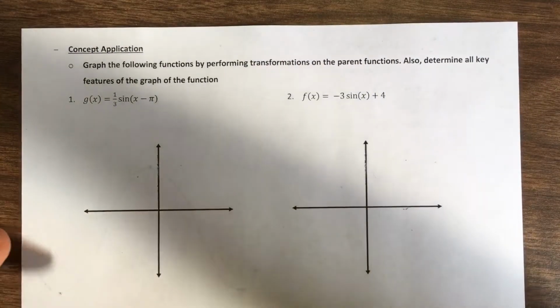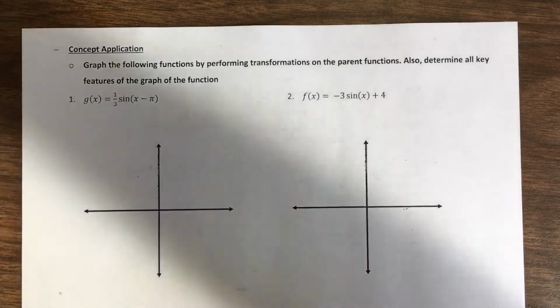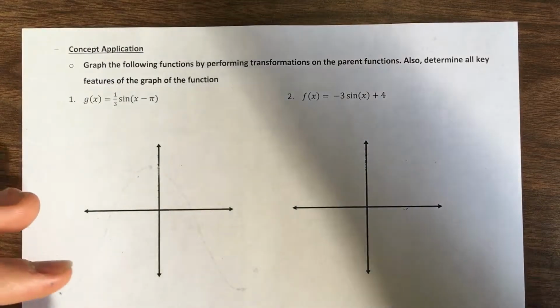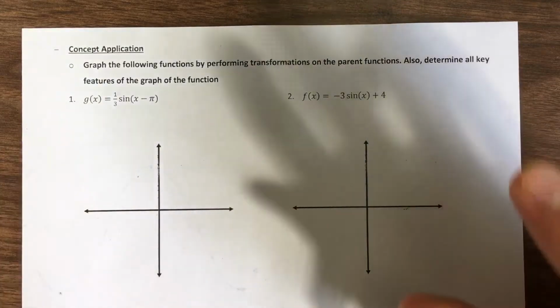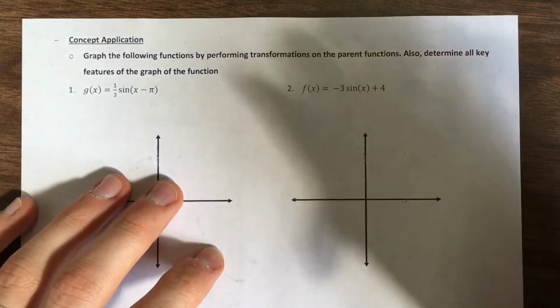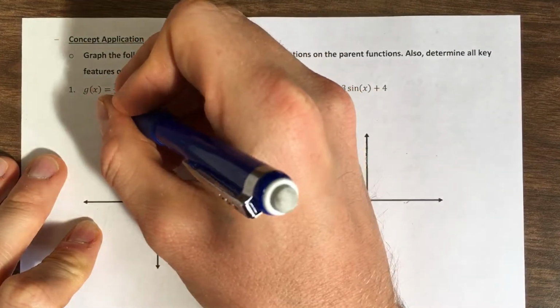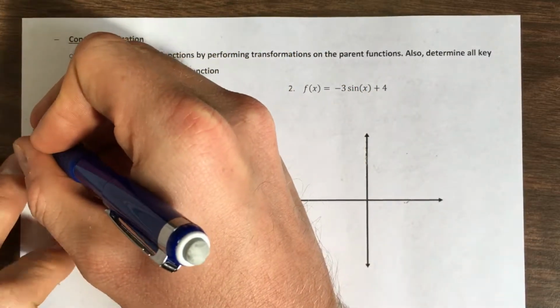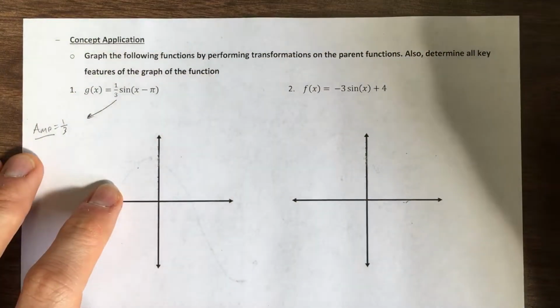This is the second video for September 13th and 14th, and we're looking at changes in amplitude and reflections and how to graph those. I recommend a few things. First, list everything we know about this function. So here we know that because it's being multiplied by 1/3, our amplitude is going to be 1/3.